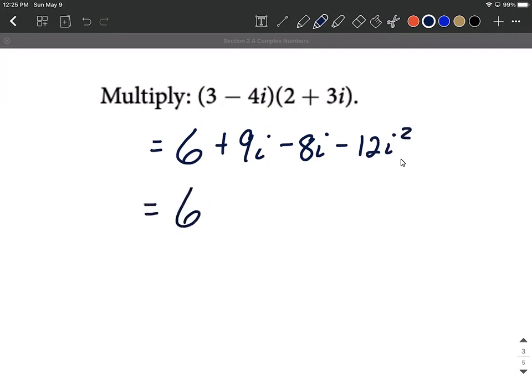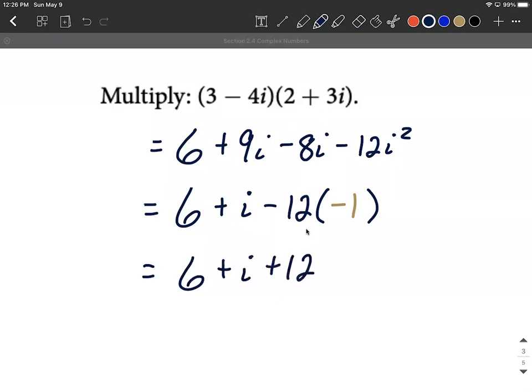So very similar. Bring the 6 along. These are like terms in the middle. 9i's minus 8i's is going to leave us with 1i, where we can just write i. There's an understood 1 out in front. Minus 12 times, instead of i squared, we can replace that with a -1. So really, this is going to be a plus 12 at the end. I'll go ahead and write it out. This is 6 plus i plus 12. 6 plus 12, those like terms are going to make 18 plus i, bringing the i down. So we have a real part of 18, an imaginary part of a 1 out in front of this i.